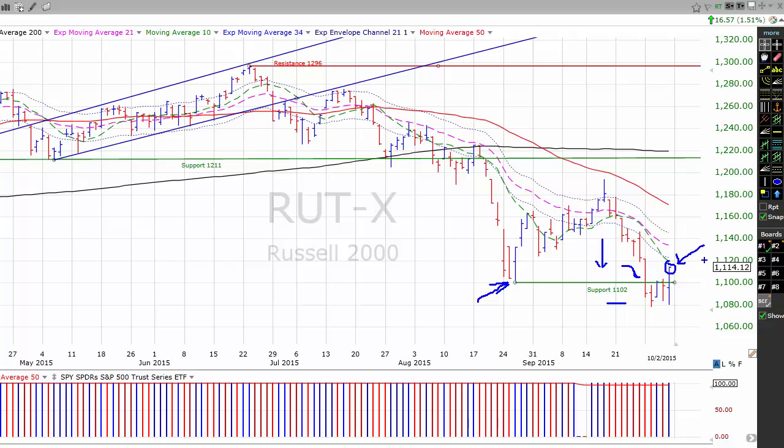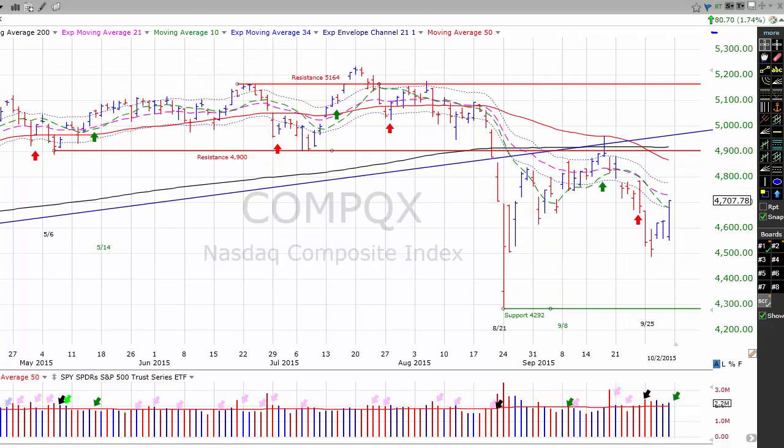I want to take a look at the NASDAQ composite. NASDAQ on Friday was up 80.7 points, or 1.74%. We closed at 4707. Trading volume was higher than the prior day. Right now the NASDAQ is bracketed by support down here in the 4292 area and resistance up here in the 4090 range.